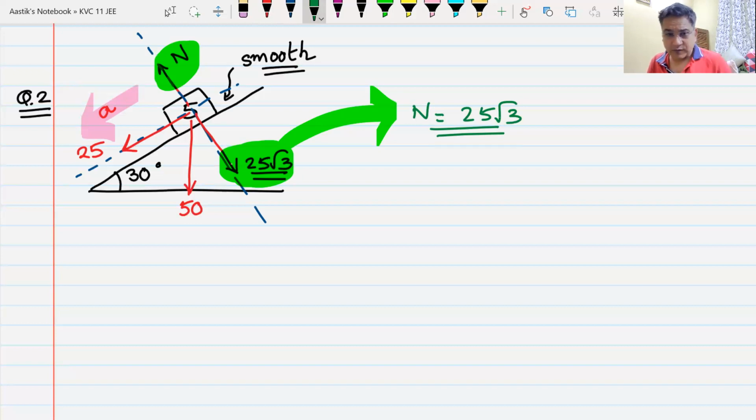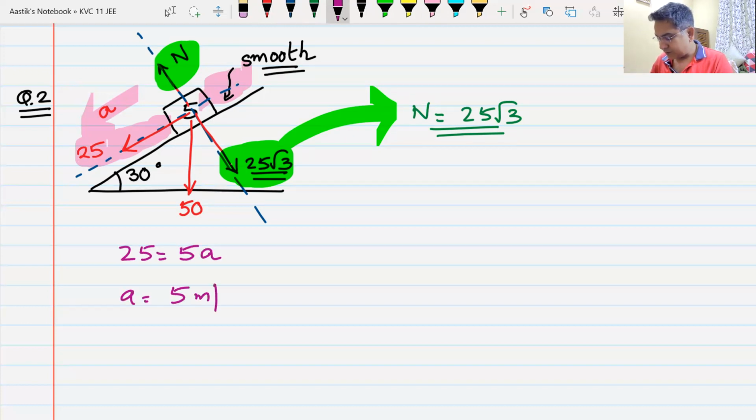The next equation I have to make is the equation along x-axis. I will call it the pink equation. The pink equation along x-axis: you can see there is 25 newton force along this, but you don't see any force on the back side. Doesn't matter. Let us write the equation for this one. 25 in the forward direction, so it will move in the forward direction. 25 should be equal to 5 into A, where A will become 5 meter per second square. This is the answer that we were looking for. The answer is 5 meter per second square.